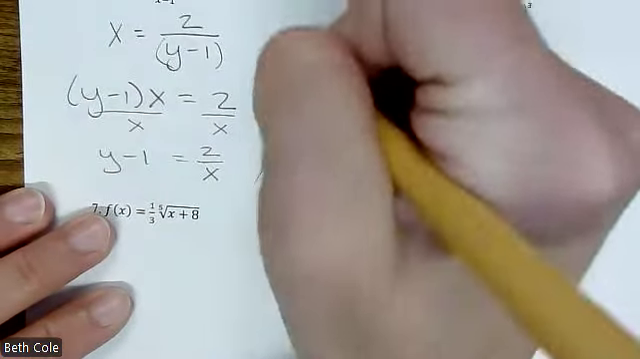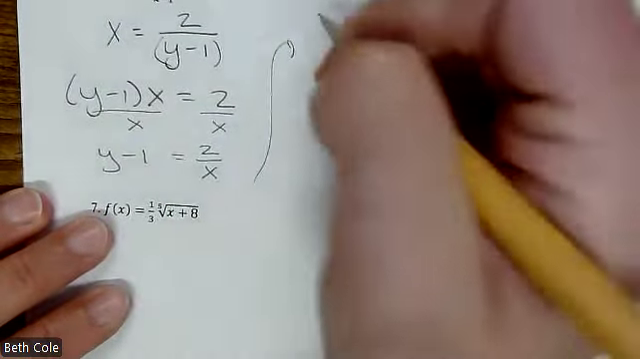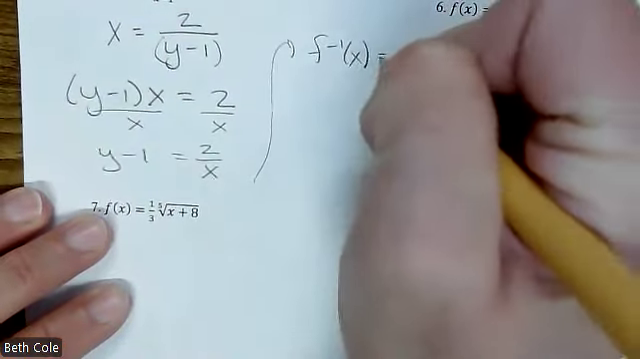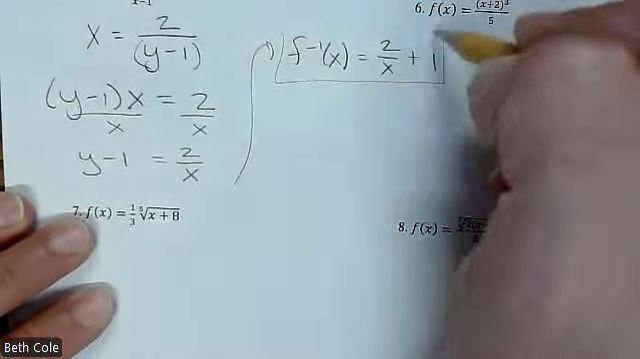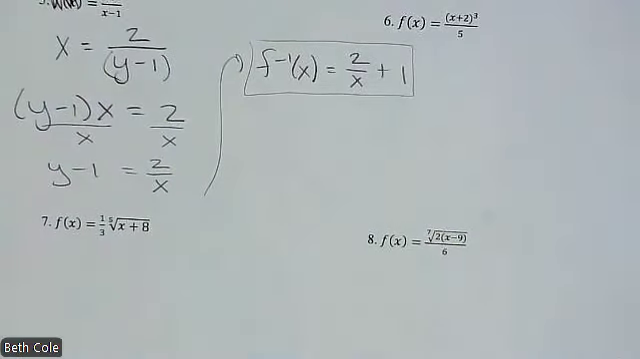And then add the 1 over. So I kind of ran out of space. You're just going to add this 1 to the other side. And again, I'll be happier if you put inverse notation. It'll look like this. I always write too big.